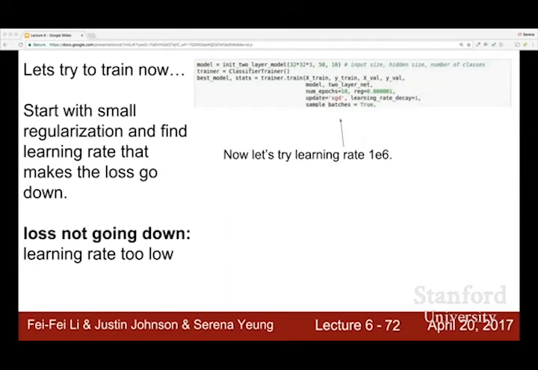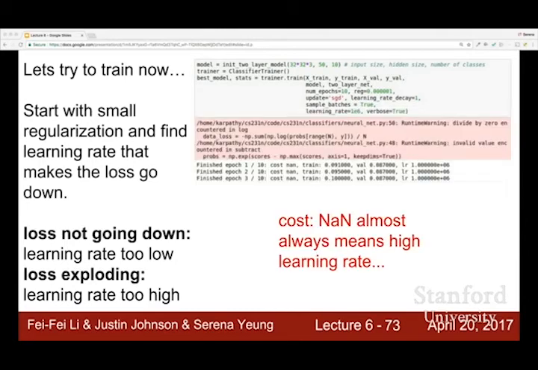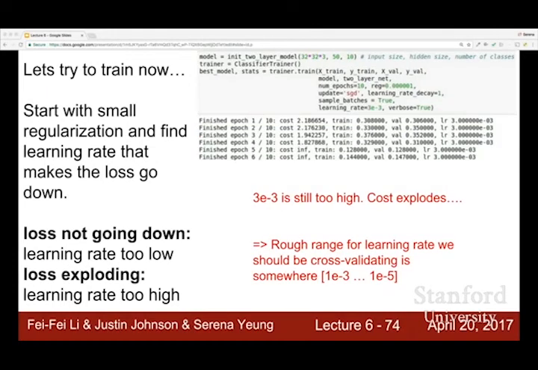Okay, so now if we try another learning rate, now here I'm jumping to the other extreme, picking a very big learning rate, 1e-6. What's happening is that our cost is now giving us NaNs. And when you have NaNs, what this usually means is that basically your cost exploded. The reason for that is typically that your learning rate was too high. So then you can adjust your learning rate down again. Here I can see that for trying 3e-3, the cost is still exploding.